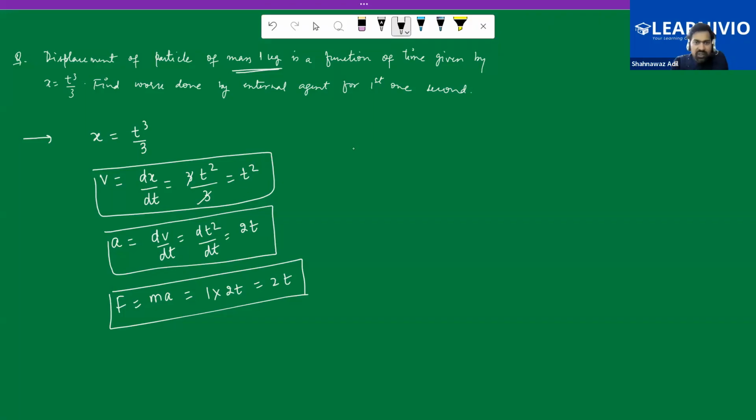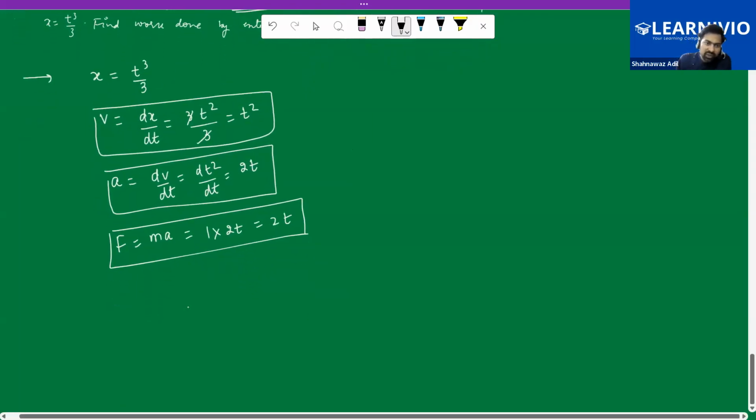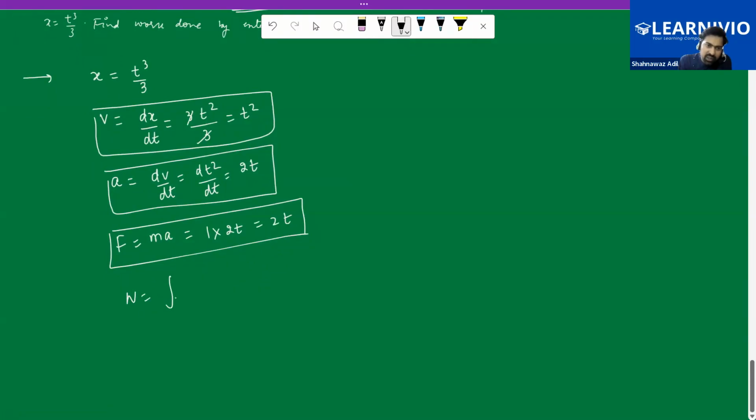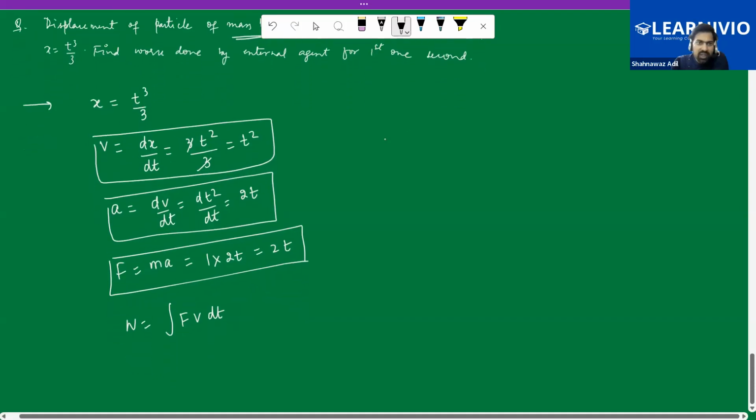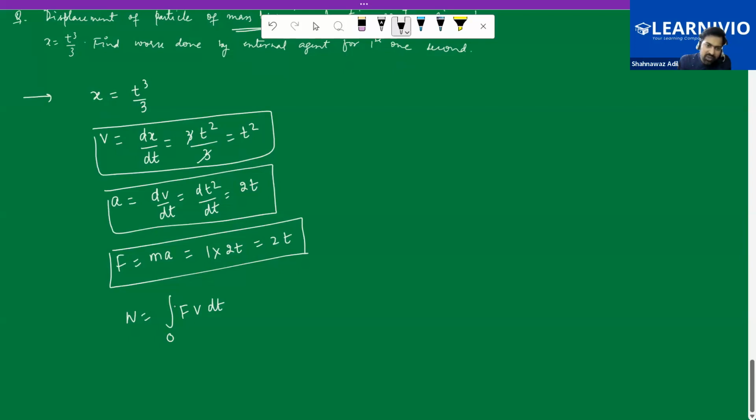And what did we discuss? For the parametric form, work done was integration of Fv dt. And we already know the limits: first 1 second, from start to 1 second, that is the time. So what would be the work done? F is 2t, and v is t square, and then dt.